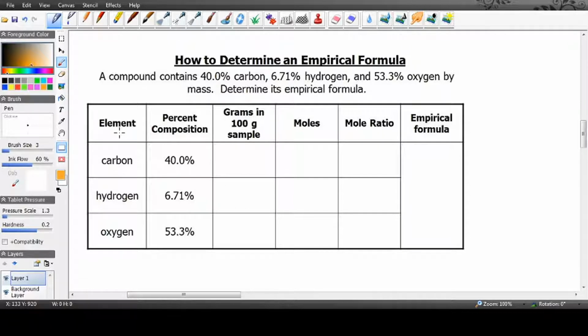All right, so the first step in this calculation is to turn these percentages into mass values. So the easiest way to do that is just to assume that we have a 100-gram sample. Now, you don't necessarily have a 100-gram sample, but it doesn't matter because a percentage is a proportion. And so whether you had a 100-gram sample or a 50-gram sample, the percentages are going to be the same.